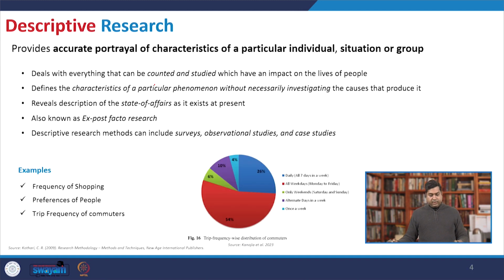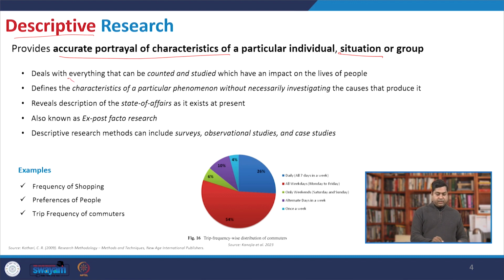So the first in the line is descriptive research. What exactly is it? The term descriptive is derived from description. So it provides an accurate portrayal of the characteristics of any particular individual. It may be any situation, or it may be an organization or a group. Let us go one by one through the characteristics of this particular research.